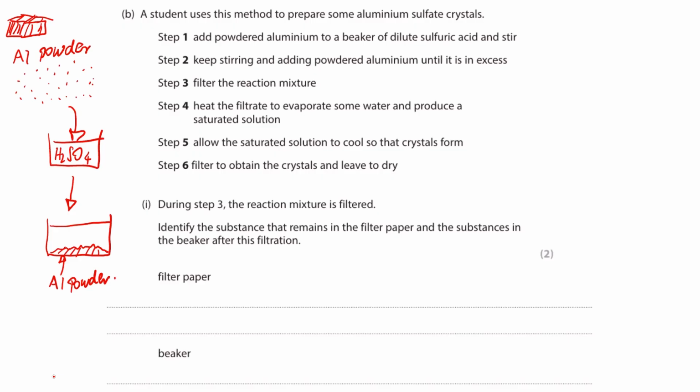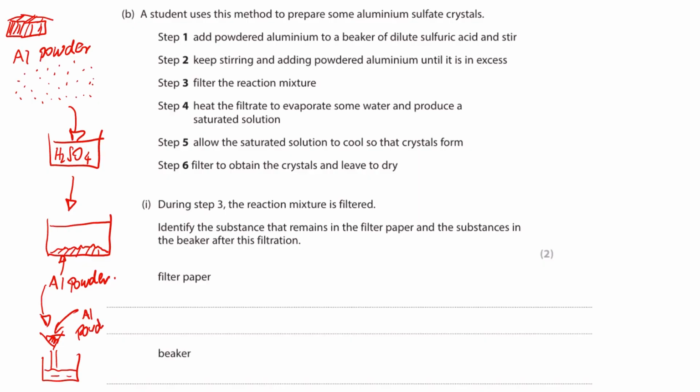Same way, when you make a cup of tea, if you keep on adding sugar, at one point you will see that sugar is depositing at the bottom. That means sugar is in excess. So same way we can find it. Filter the reaction mixture. Obviously, when I filter it, I want to remove the aluminium. So I'm going to filter it. Aluminium will go out. Now I've removed the aluminium powder.